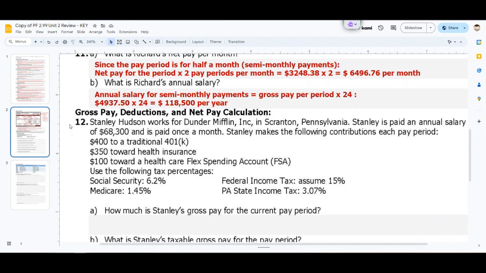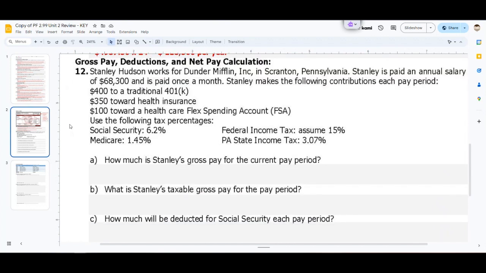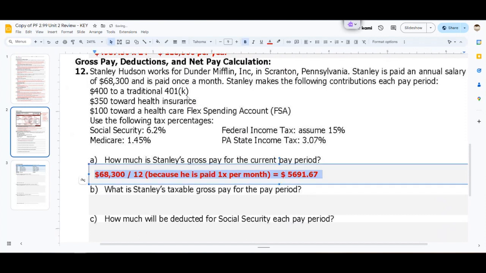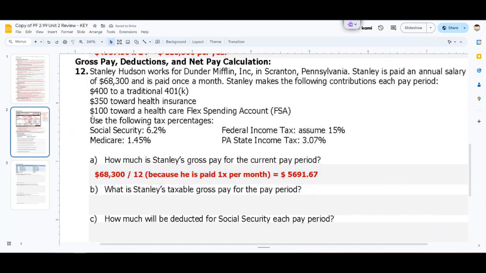All right, so for Part A, what is Stanley's gross pay for the pay period? So again, he earns $68,300 for the full year. The year is broken up into 12 pay periods because he is paid every month. So 68,300 divided by the 12 pay periods means that each pay period has gross pay of $5691.67.